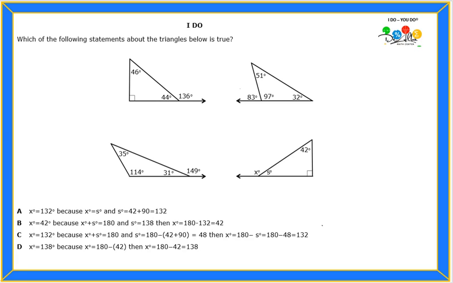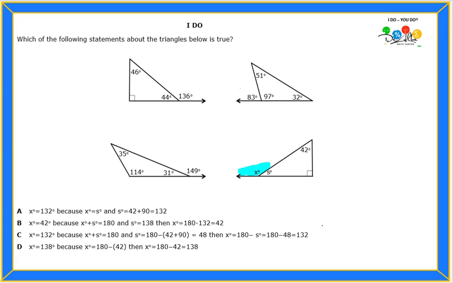It says, which of the following statements about the triangles below is true? So we have some triangles, right? And I do notice that most of them have numbers, right? Oh, except for the last one, it has an X. Do you see the last one has an X? Right here.